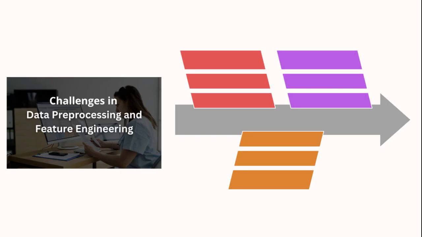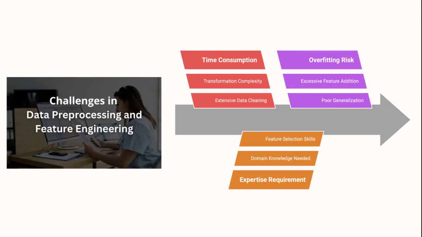While data preprocessing and feature engineering are powerful, they come with challenges. 1. Time-consuming. Cleaning and transforming data can take up to 80% of a data project's timeline. 2. Expertise required. Knowing which features to create or select requires domain knowledge. 3. Overfitting risk. Adding too many features can cause a model to learn patterns specific to the training data, making it perform poorly on new data. To overcome these challenges, it's important to test and validate your preprocessing and feature engineering steps thoroughly.